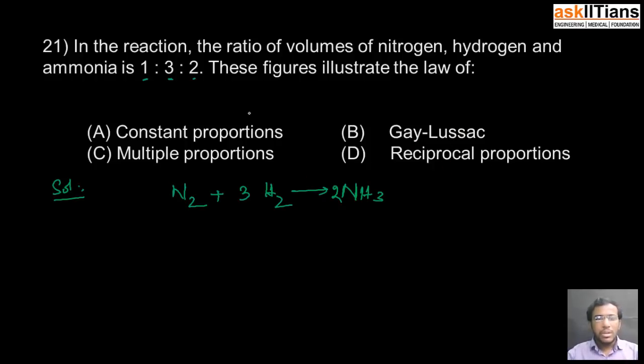If you observe here, it is about the law of combining volumes. One volume of N2 combines with 3 volumes of H2 and forms 2 volumes of NH3. So these figures definitely illustrate Gay-Lussac's law of combining volumes, right? It's nothing to do with constant proportion, multiple proportion, reciprocal proportion. The figures simply illustrate the volumes in which they combine and form. So it is definitely option B. Option B is the correct option, that is Gay-Lussac's law of combining volumes. Okay, so let's move to the next question.